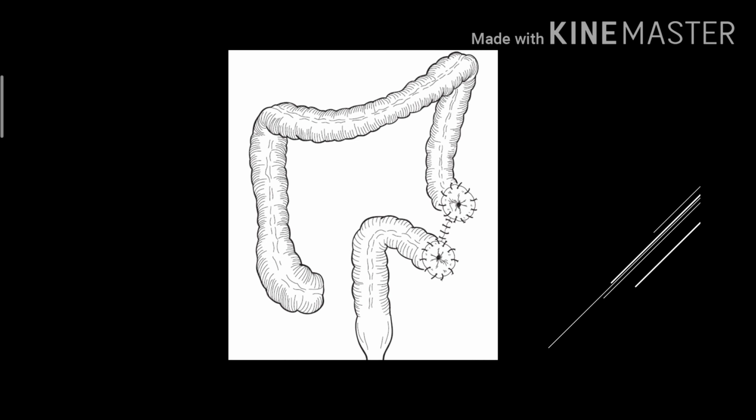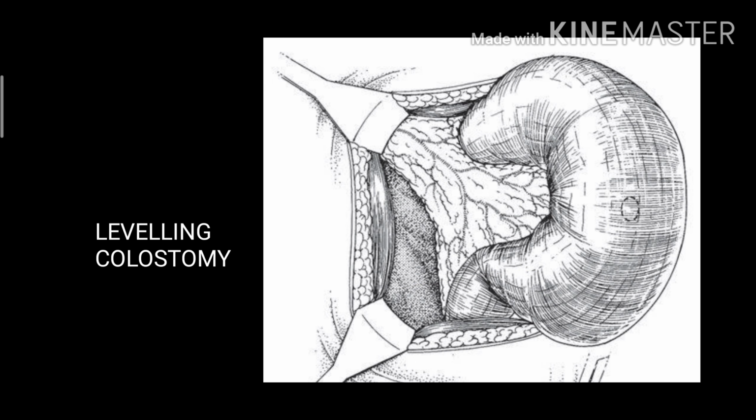What type of colostomy will we do? We will do a leveling colostomy. What is a leveling colostomy? When we open the abdomen, this is the picture of the bowel we see. The incision is on the left side.